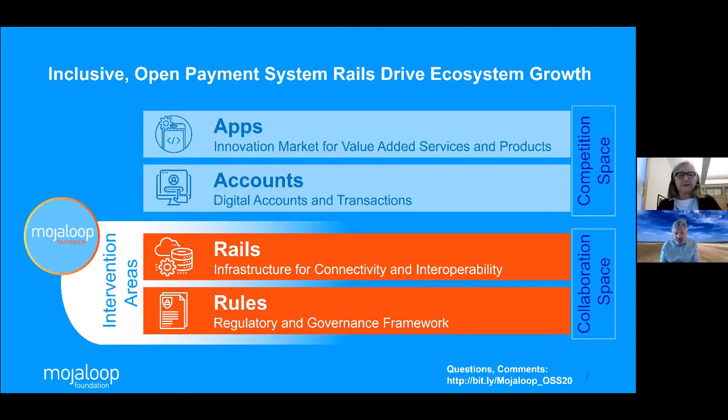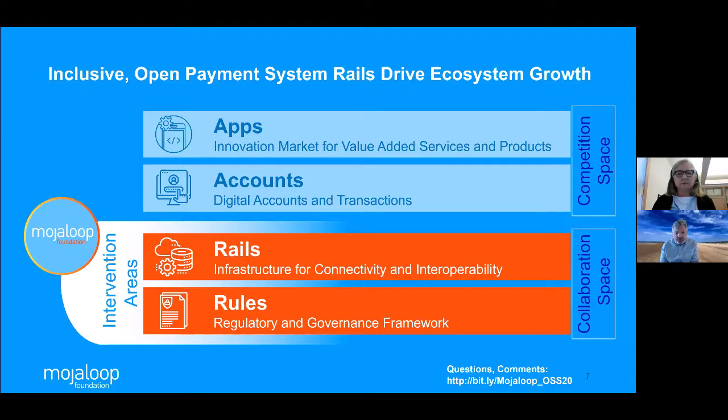Rails is the actual infrastructure. And this is a collaborative space where Mojaloop plays, where Mojaloop is an enabler to provide essentially a shared countrywide or even regional-wide payment infrastructure that has the characteristics that Paula will talk about. Why is this important? It is important so that there is a rich ecosystem of accounts, be mobile money wallets or traditional bank accounts, thriving on these rails, but even more importantly, to connect new innovative applications to these rails that serve the population. For example, solar pay-as-you-go, transportation services, all these services that require vast amounts of small value payments.